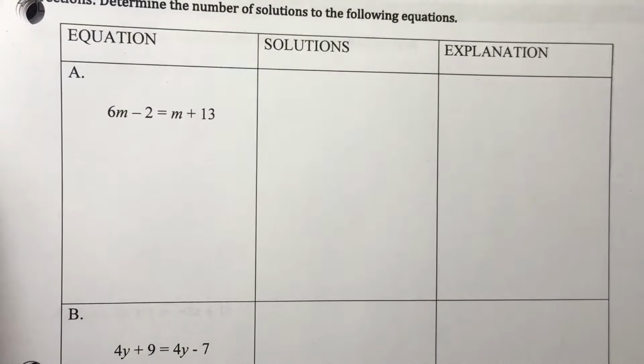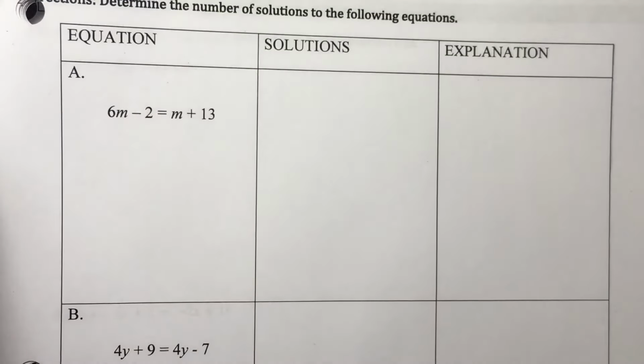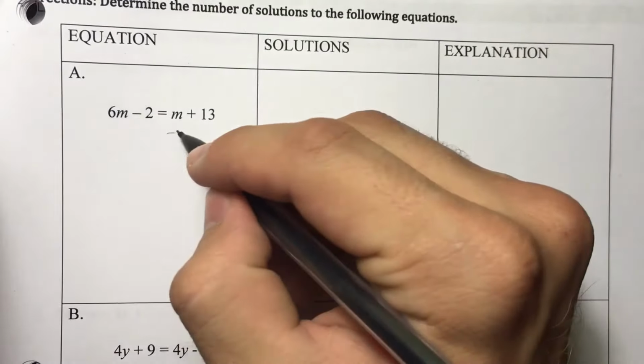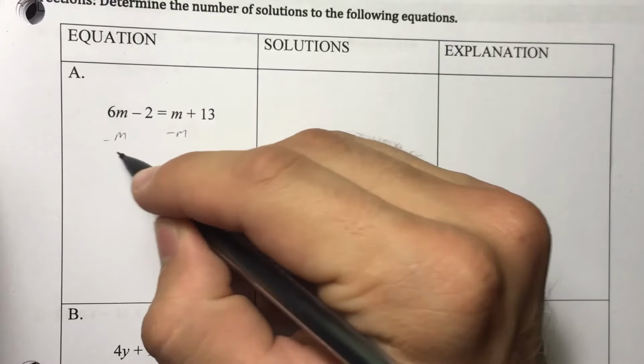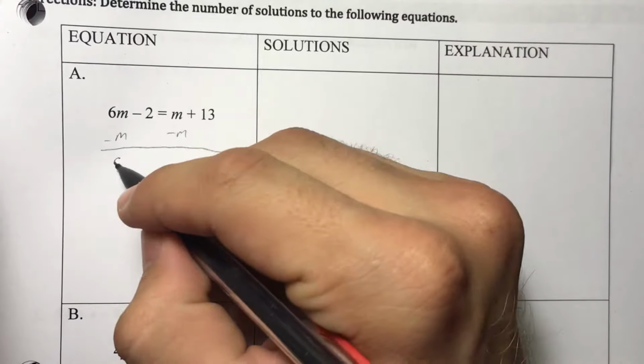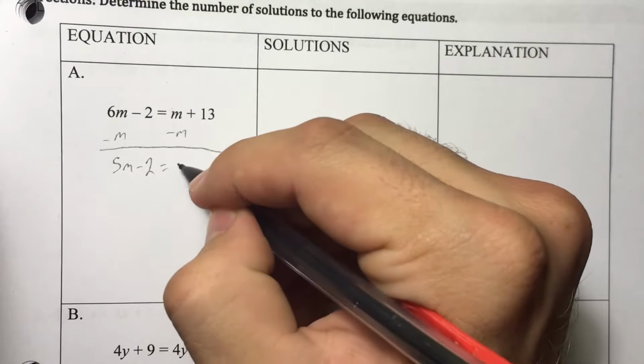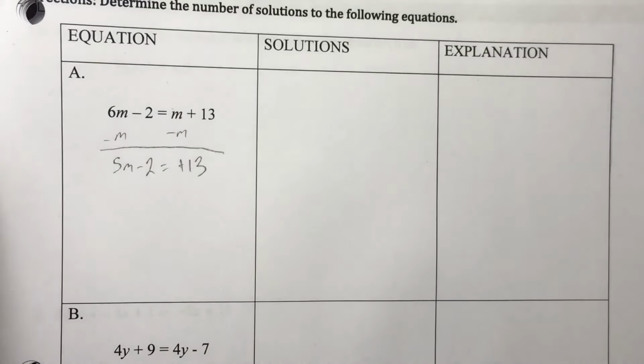So the whole idea here is we want to get the variable by itself, see if we can figure out what number we could put in for m to make this equation true. If I want to isolate this variable, I see that I have 6m minus 2 equals m plus 13. I'm going to subtract m from both sides so that I only have a variable on the left side of the equation. When we do that, we get 5m minus 2 equals, these m's go away, and we just have a positive 13 on the right.